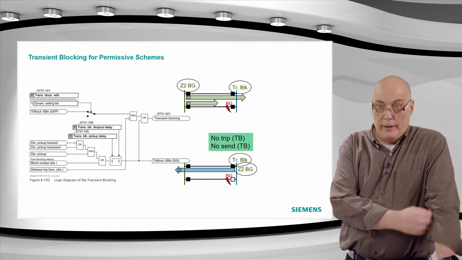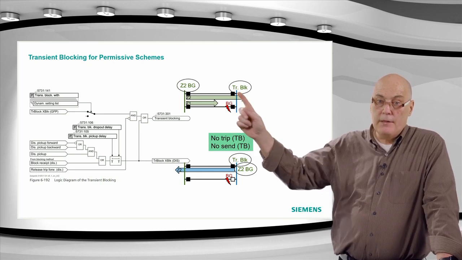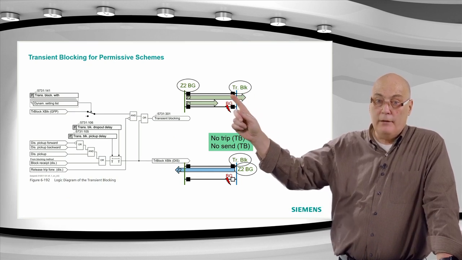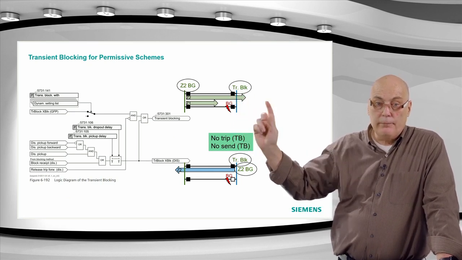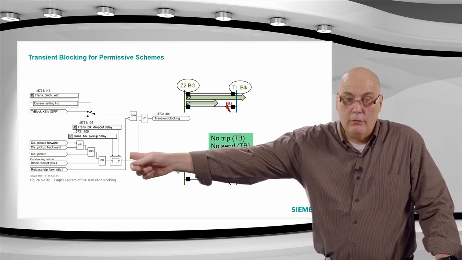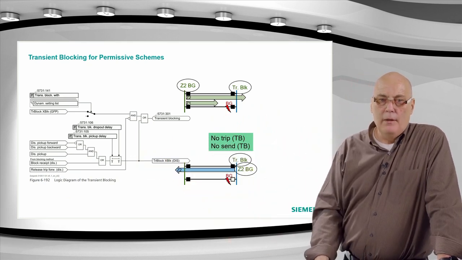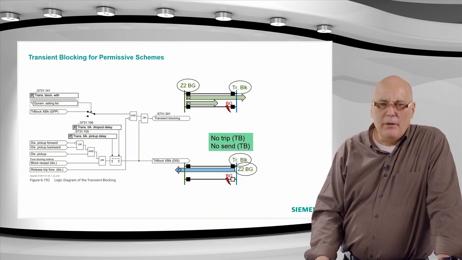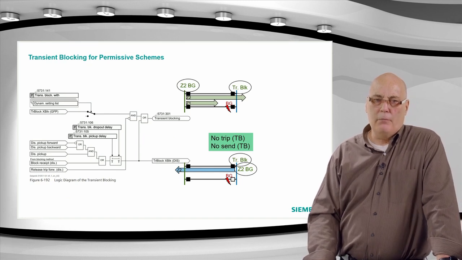And the transient blocking is really very, very simple. It's this relay over here which will activate it. It'll see the reverse fault. You have a setting over here. The first timer, the block pickup delay, that timer there, the 105 timer, and the number of it.